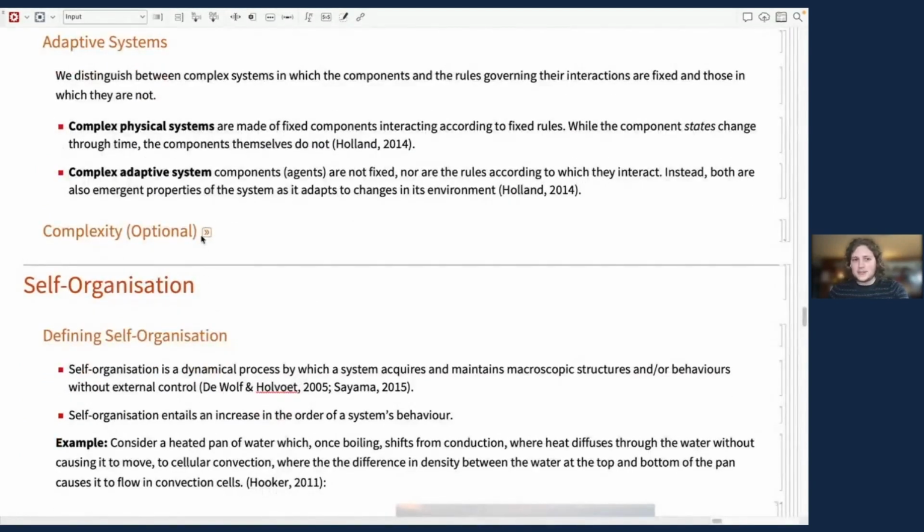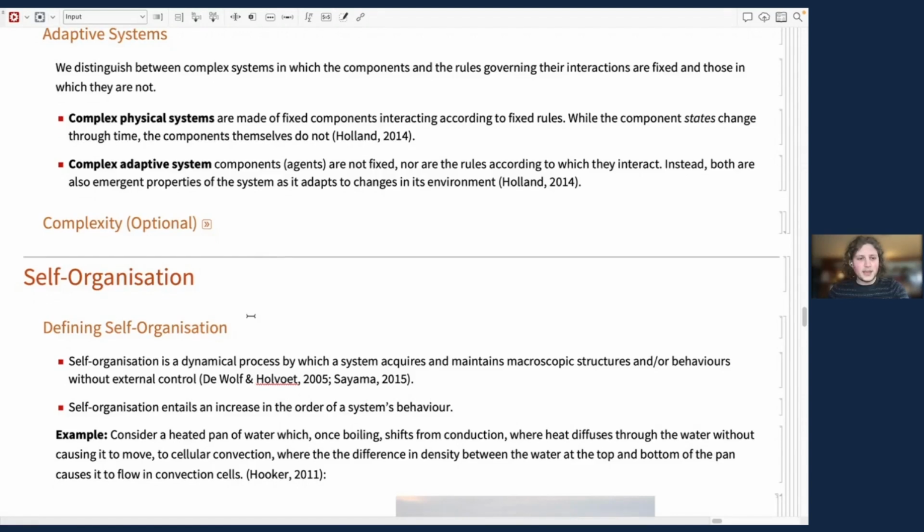I'm going to skip the definition of complexity for the moment, just because I want to be mindful of the time that we have.